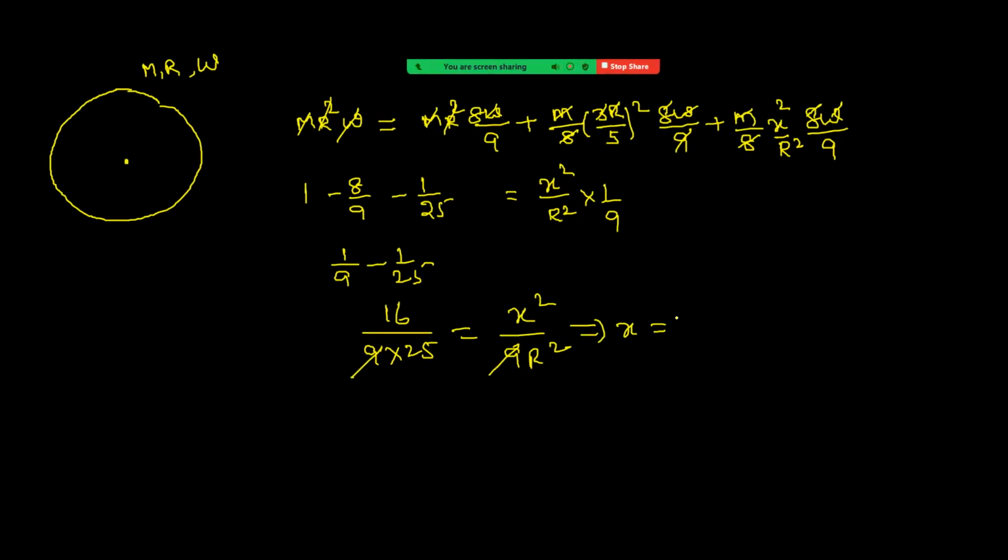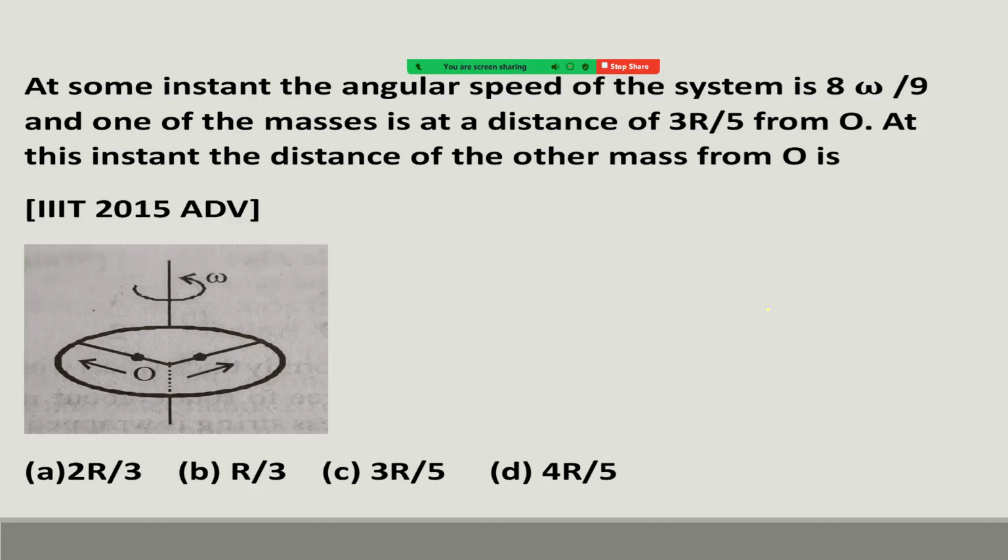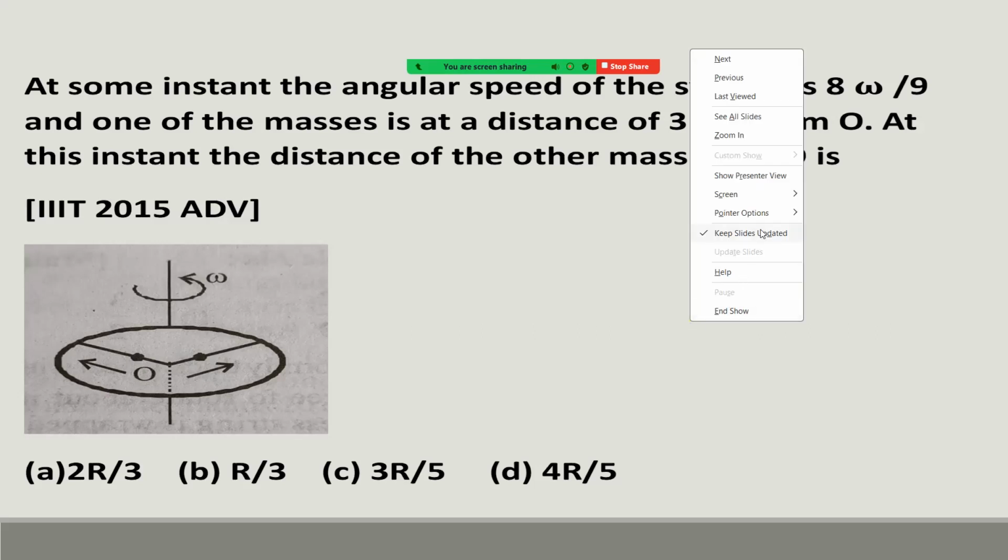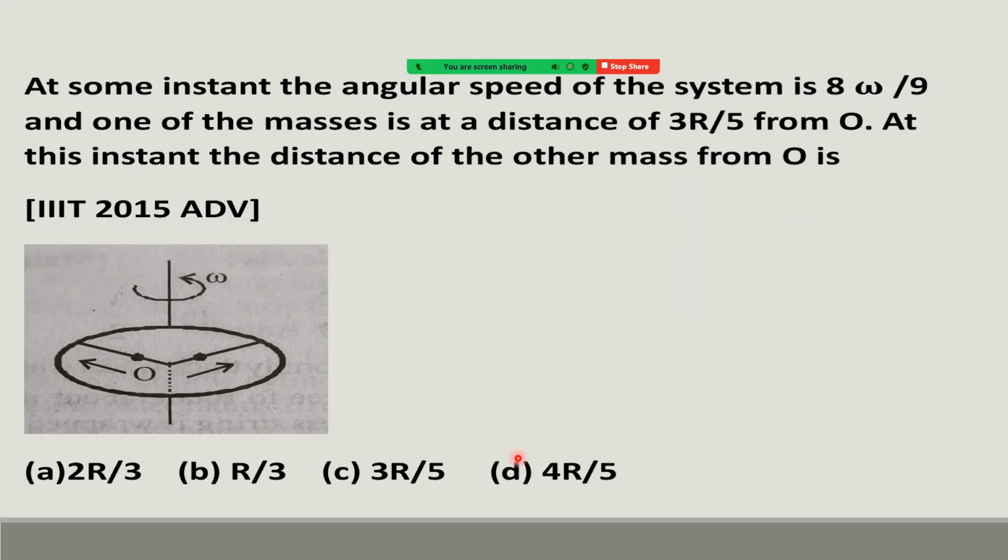From this, x equal to 4r by 5, right? So it is simply writing I1 omega 1 is equal to I2 omega 2, and the remaining is just the calculation part. So the final answer is x equal to 4r by 5. And see the options given. So it is option D, right?